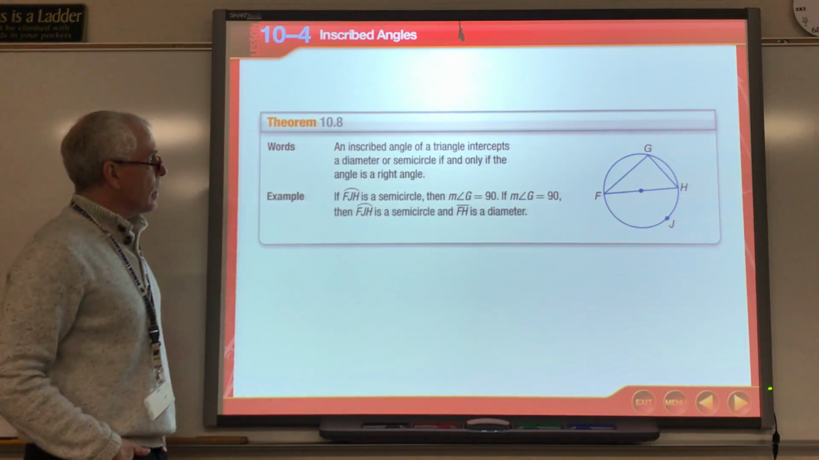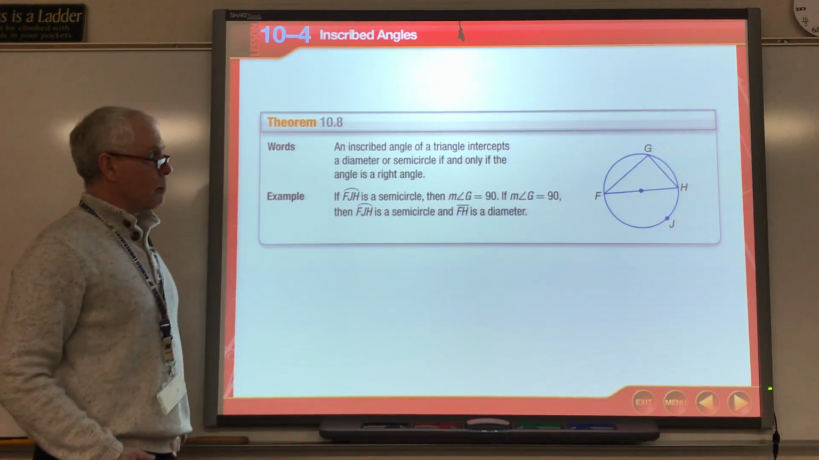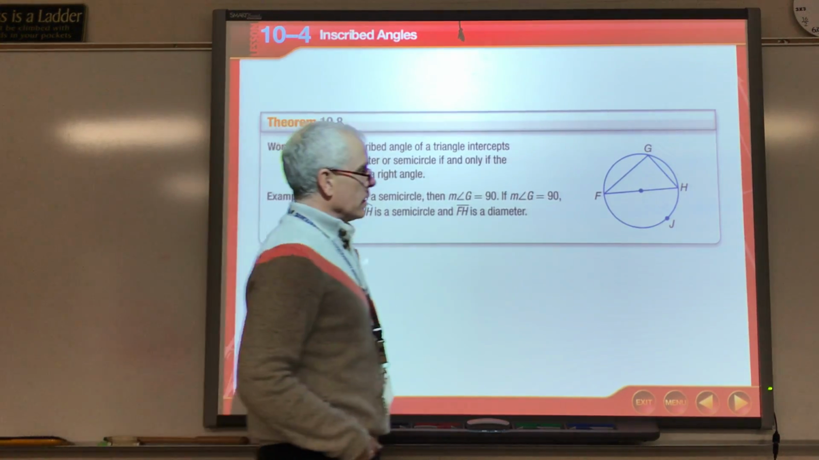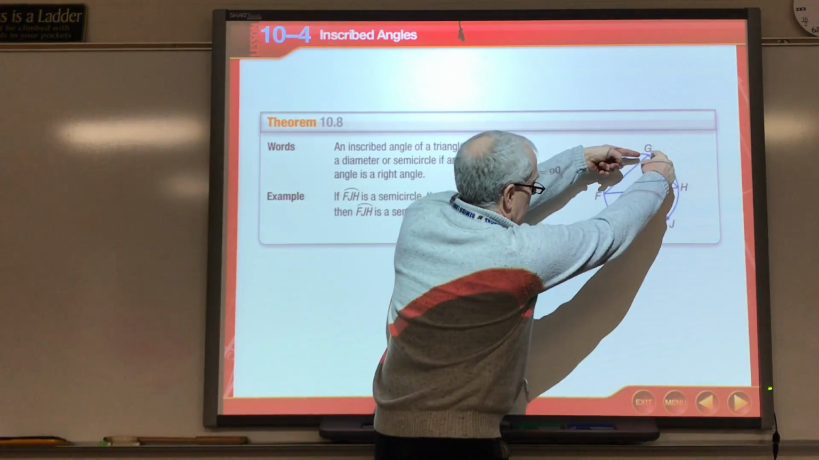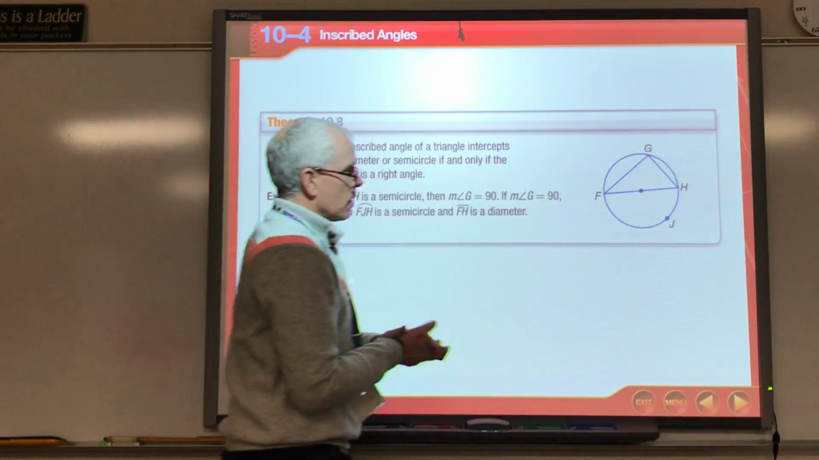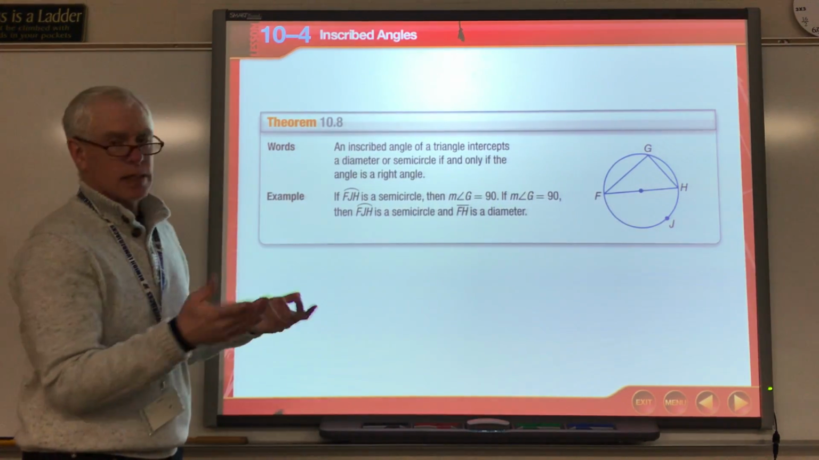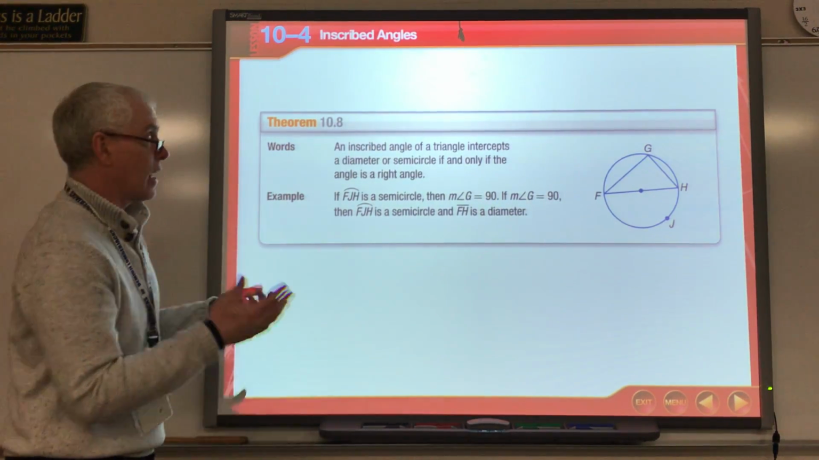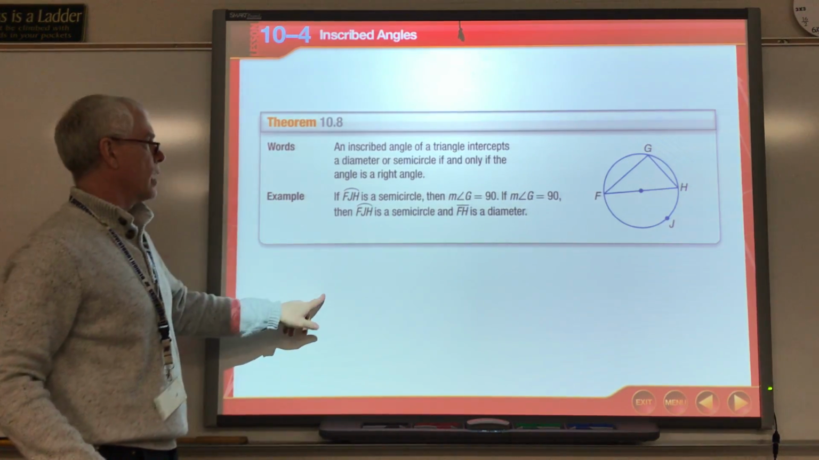Now, an inscribed angle of a triangle intercepts a diameter. Well, that means it's a right triangle. That makes sense because G is an inscribed angle and it intercepts a semicircle, which is 180 degrees. Half of that has to be 90. So G would have to be a right angle.